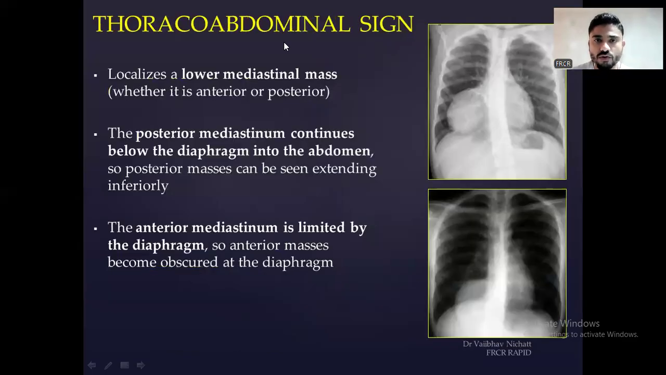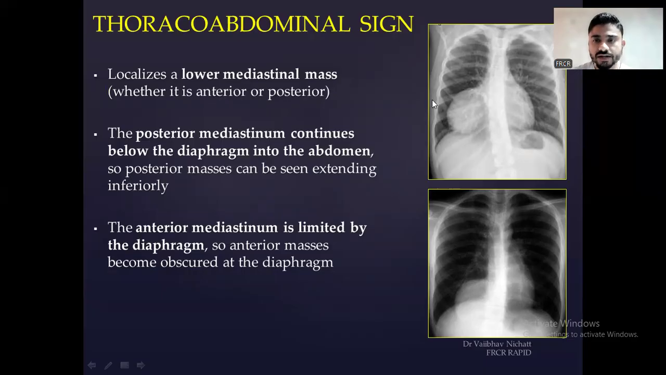Now coming to thoracoabdominal sign. The thoracoabdominal sign will also have two components. We'll discuss the first component and then we'll go to the second component. So when is thoracoabdominal sign used? Basically it is used when you have a mediastinal mass situated in the lower portion of the chest, and you need to identify whether it is situated in the anterior mediastinum or posterior mediastinum.